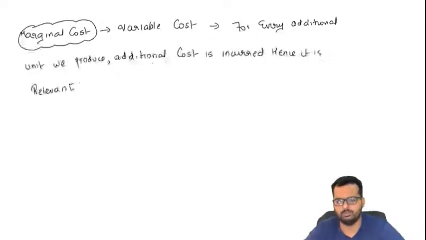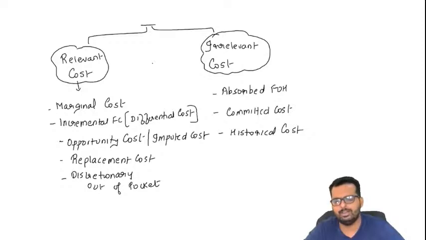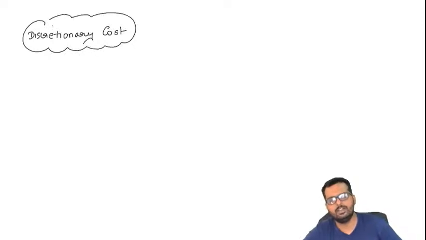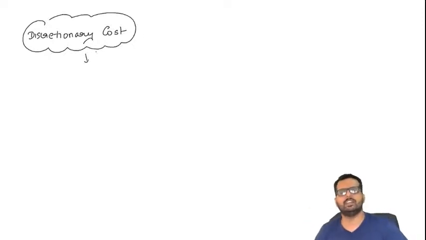What is the next cost I told you? Replacement cost. Friends, we already spoke about replacement cost. Mango, high in demand, replacement cost is relevant. What is the next one? Discretionary cost. Discretionary cost is relevant. Suppose you are sitting and getting bored.